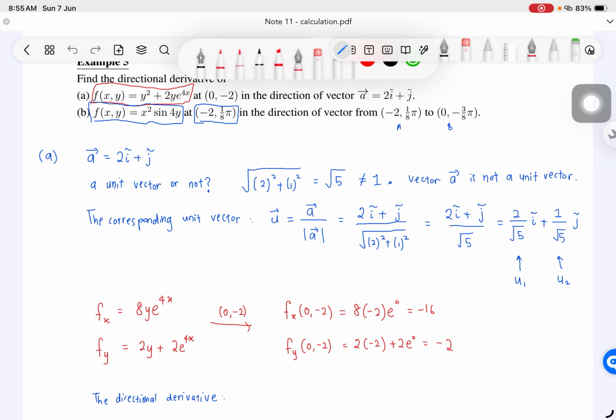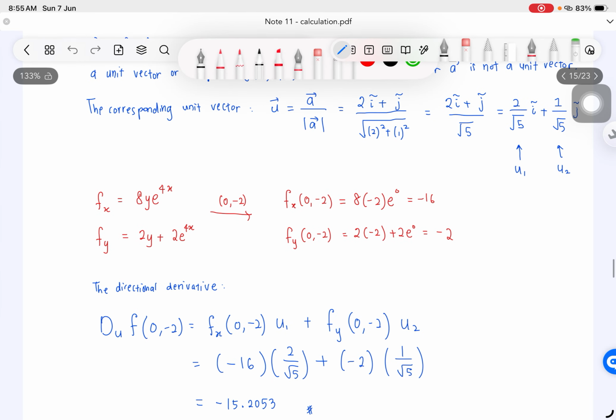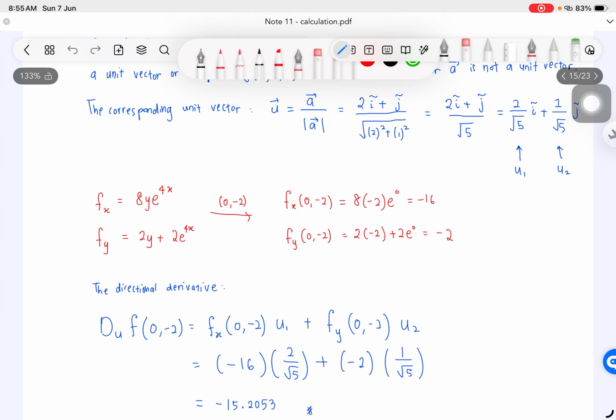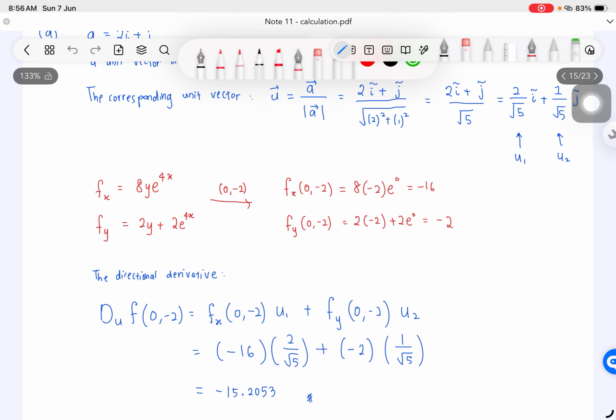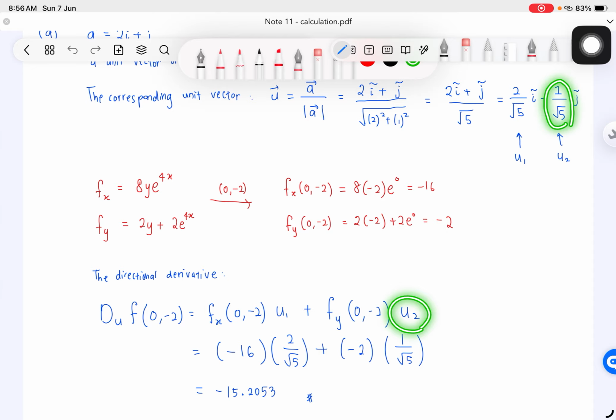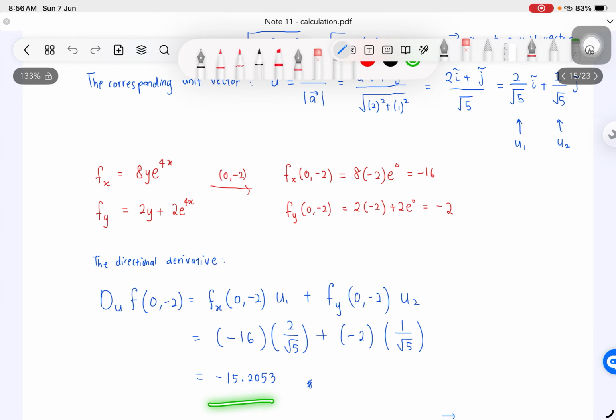Okay, so after that, you substitute inside the formula of the directional derivative: fx(0, negative 2) u1 plus fy(0, negative 2) u2. So u1 here you obtain from the unit vector, and then u2 here you obtain from the unit vector here. Alright, so when you substitute, you obtain this one as your answer, and this one is negative, meaning that the directional derivative is decreasing.